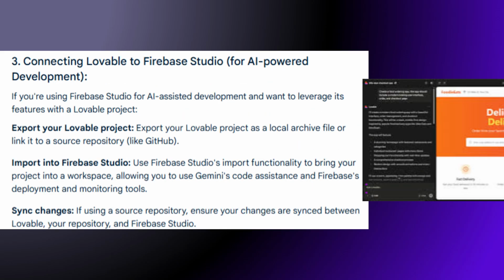Method 3. Connecting Lovable to Firebase Studio for AI-powered development. If you're using Firebase Studio for AI-assisted development and want to leverage its features with a Lovable project, export your Lovable project as a local archive file or link it to a source repository like GitHub. Use Firebase Studio's import functionality to bring your project into a workspace, allowing you to use Gemini's code assistance and Firebase's deployment and monitoring tools. If using a source repository, ensure your changes are synced between Lovable, your repository, and Firebase Studio.